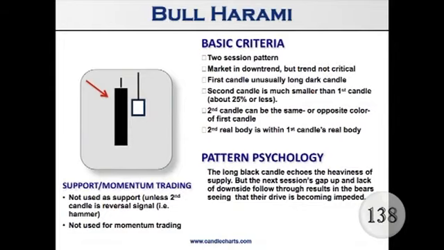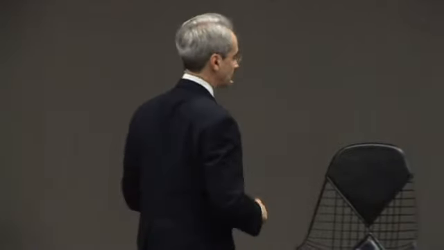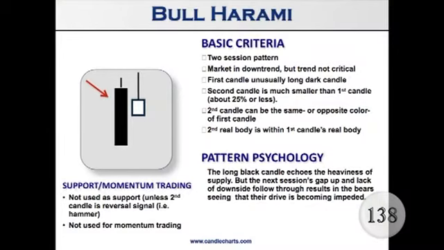So it's a double candlestick line. We'll go through the basic criteria again because this is one of the basic patterns. Two sessions. Market should be in a downtrend. But the trend is really not that critical. This is not a major turning signal, by the way. We'll go through that in a minute or two. The second candle is much smaller. And for my recognition software, I'll give you one of the parameters that I did decide on. The second candle has to be 25% or less than the first real body.